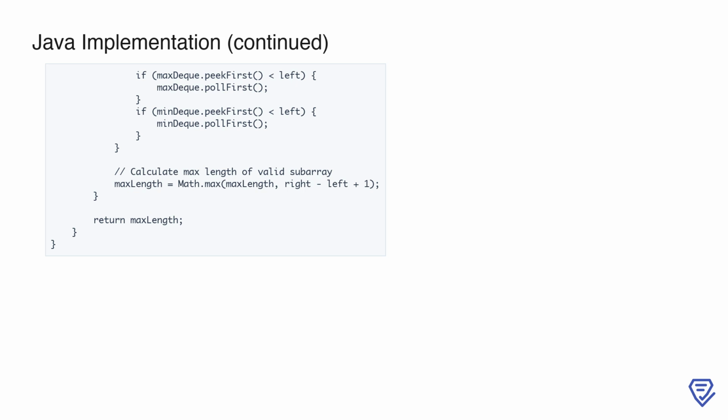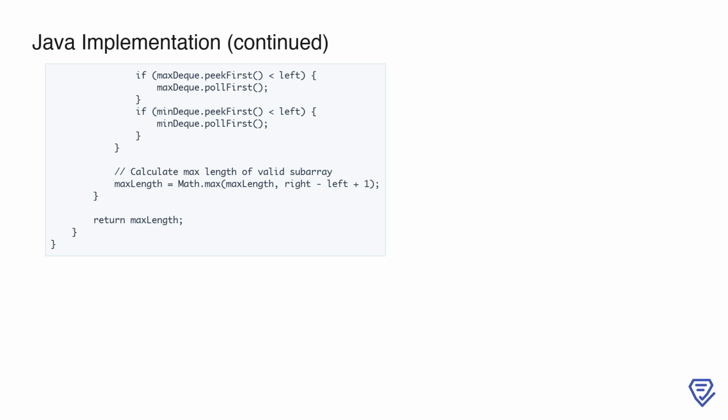This ensures that both deques only contain indices within the current window, allowing us to efficiently retrieve the maximum and minimum values. Once the window is valid, we calculate the length of the current subarray as right minus left plus 1 and update maxLength if this length is greater than the current maximum. By iterating through the array in this manner, we dynamically adjust the window size to maintain the constraint while keeping track of the longest valid subarray.